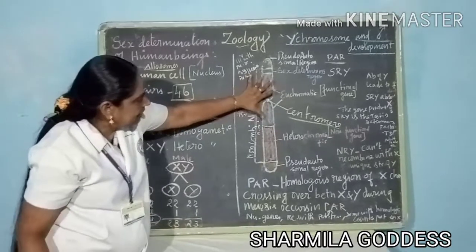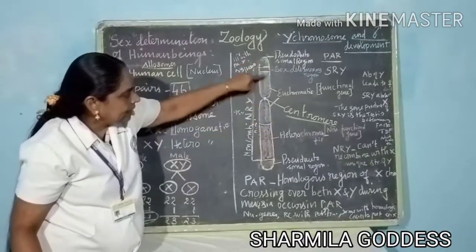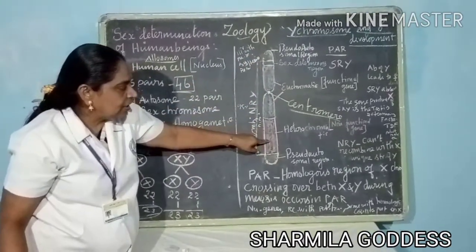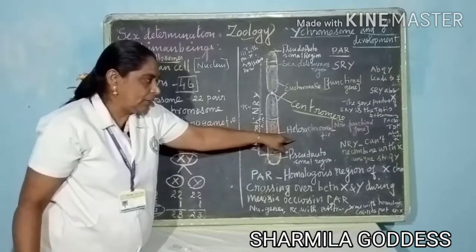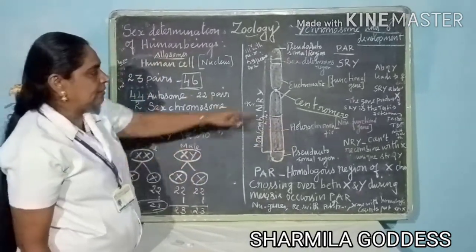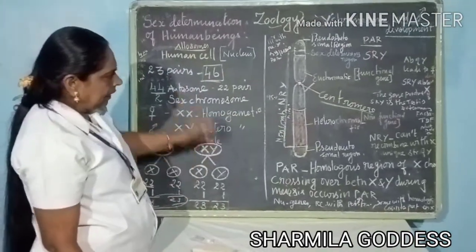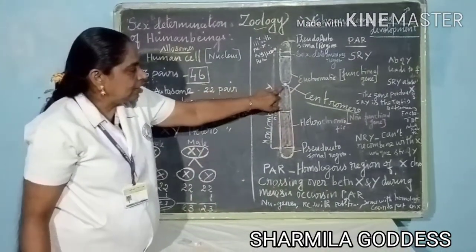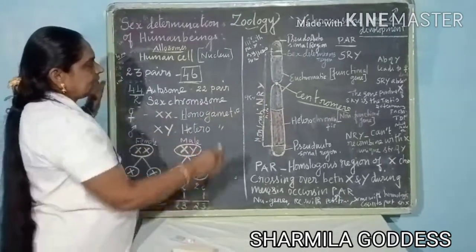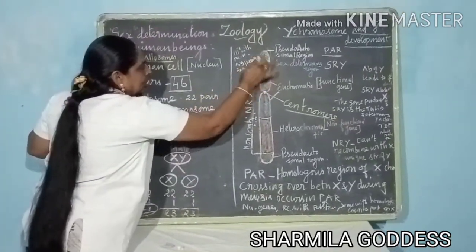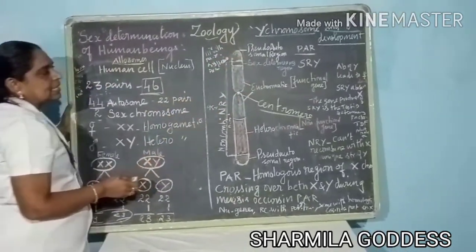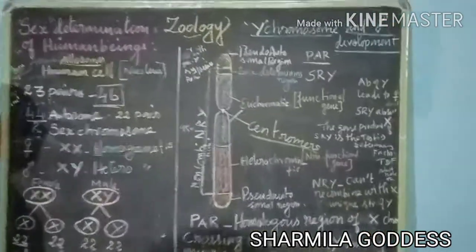The non-functional region is called what? The non-functional gene is called heterochromatic. That is heterochromatic. This is euchromatic. This is heterochromatic. Okay. Now this is joined by what? That is the centromere. Here, what is this? This small region is called the sex determining region. It is very, very important.